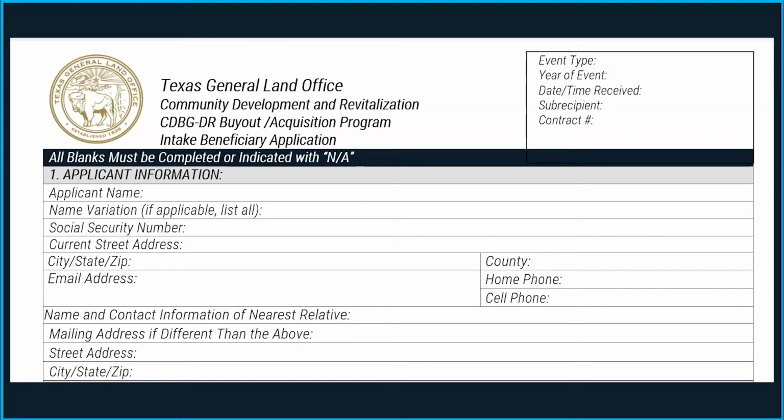Once the applicant has received the form, it's their responsibility to fill in all sections of the form. Applicants can't leave spaces blank. All spaces must be completed or have an NA for not applicable. For this video, I'll use an example of a fictional applicant and location to explain the form.